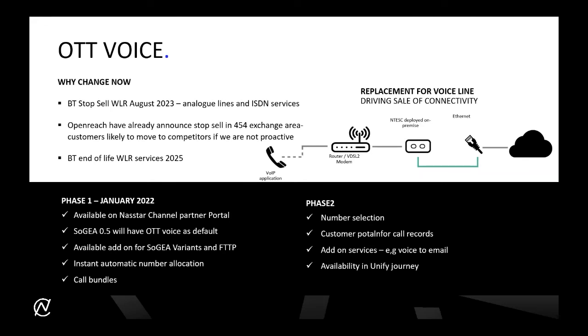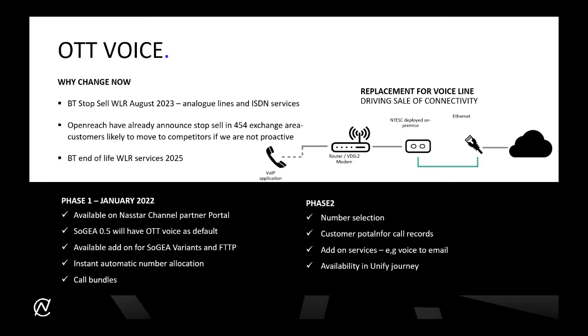As Pat mentioned, BT have announced the end of life of WLR in 2025. And the stop sell is announced in 2023. However, this stop sell has already commenced, and BT have already started this stop sell planned for 454 exchanges. We need to be proactive in approaching our customers, otherwise, they'll look for alternatives and go to our competitors. The two products I'm talking about are the ISDN replacement and the analog line replacement.